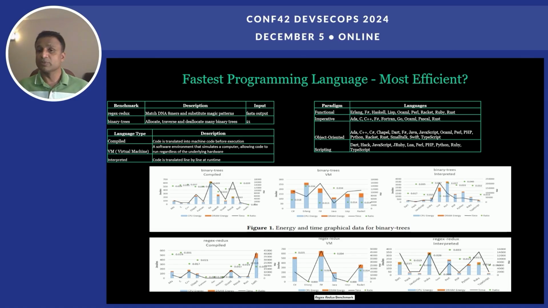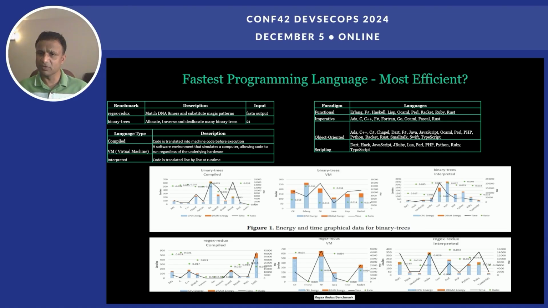By the way, to measure the energy consumption, they use Intel's RAPL tool, which is the Running Average Power Limit. And RAPL is capable of providing accurate energy estimates at a very fine-grained level. There were several other algorithmic benchmarks performed across various programming languages, but for the sake of this presentation, I narrowed it down to just two to prove the point. The benchmarks I chose here are the regex-redux and the binary-trees algorithm.